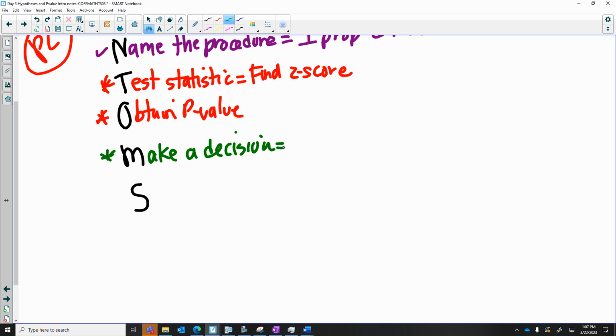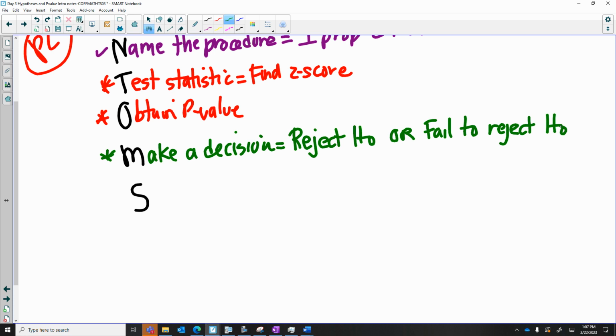The decision is either, are you going to reject the null hypothesis based on your p-value, or do you not have enough information, enough evidence, to reject the null? If you don't have enough evidence to reject the null, then you say, I failed to reject the null. So remember, you have to look at if p is low. If p is low, less than the alpha level of 0.05, you reject H0. And if p is not low, you fail to reject the null.